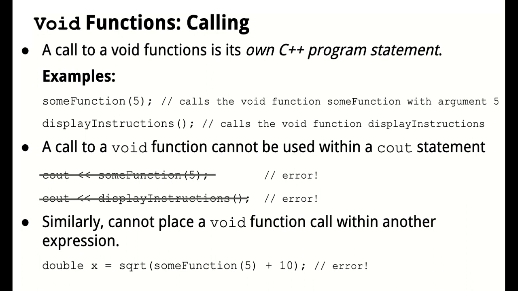And similarly, you can't place a void function call within another expression. So attempting to put sumFunction(5) within an expression where you're expecting a value is not going to work either. These are common examples of errors people might make coding with void functions. Whenever you make a call to a void function, it is always its own program statement.